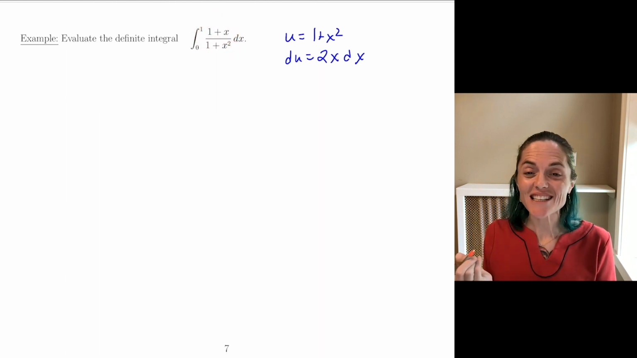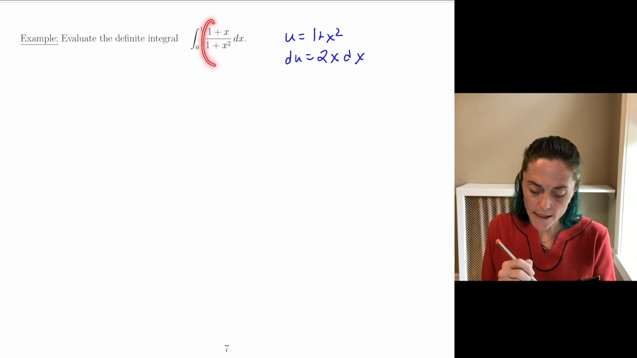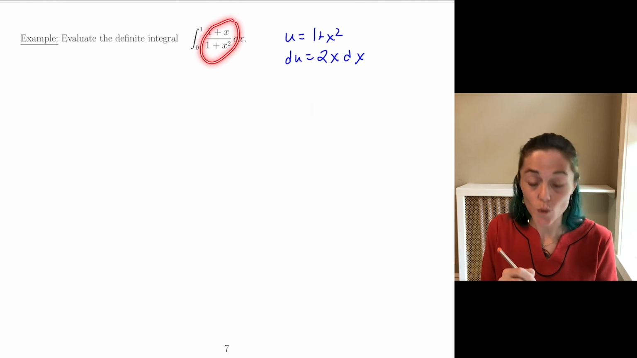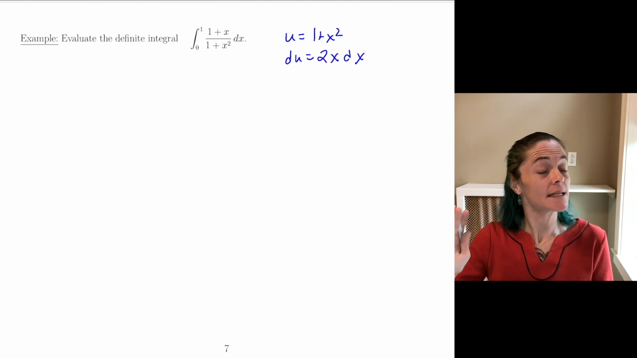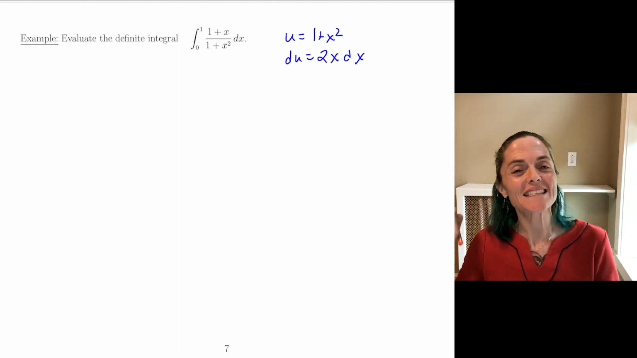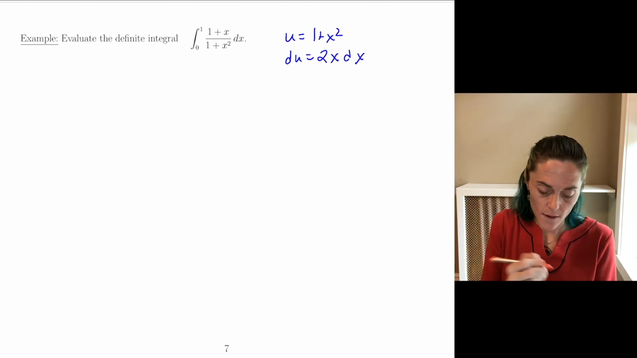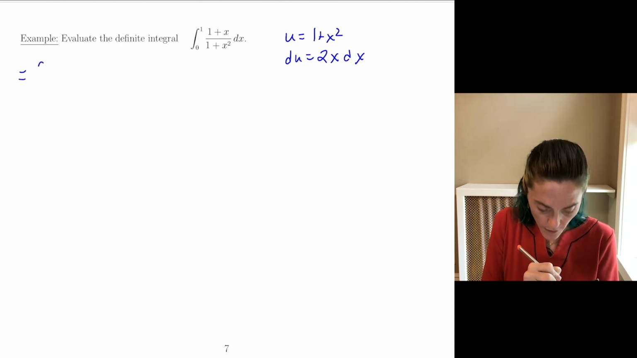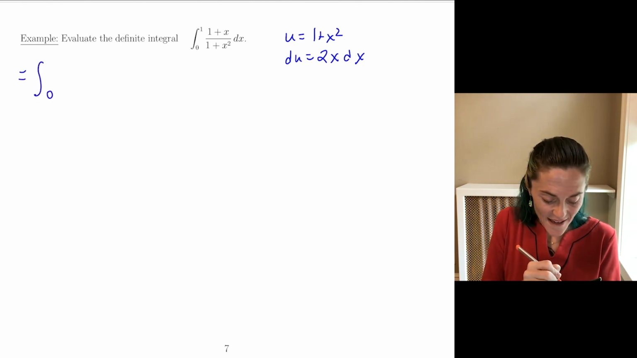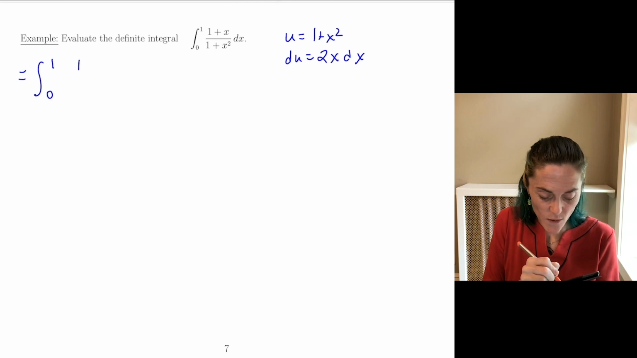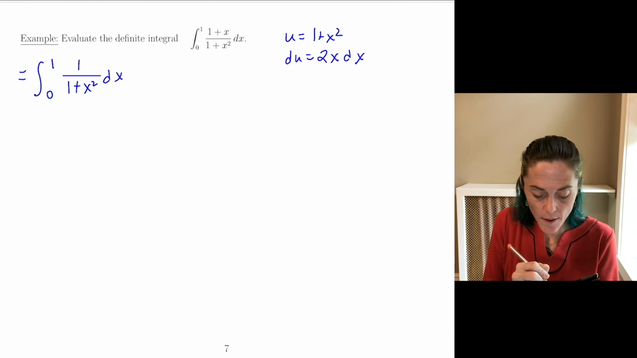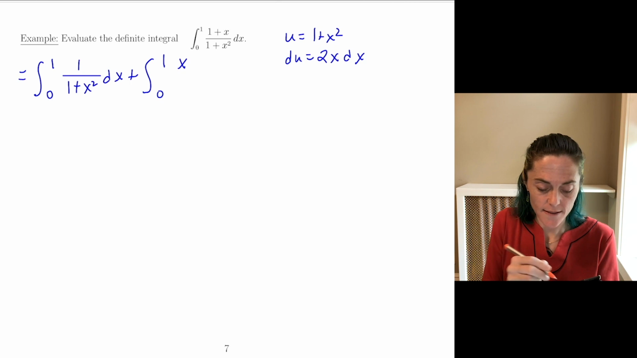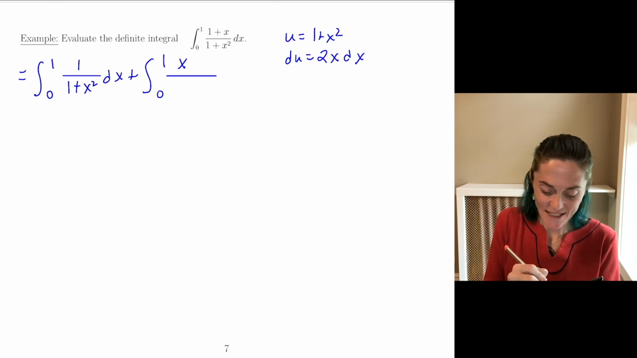Well, what we can do here is definitely something we've practiced this semester. We can break this into a sum of two integrals. One will involve an inverse tangent when we integrate, and one will be substitution. So let's do this now. So this would be an integral from 0 to 1 of 1 over 1 plus x squared dx plus an integral from 0 to 1 of x over 1 plus x squared dx.